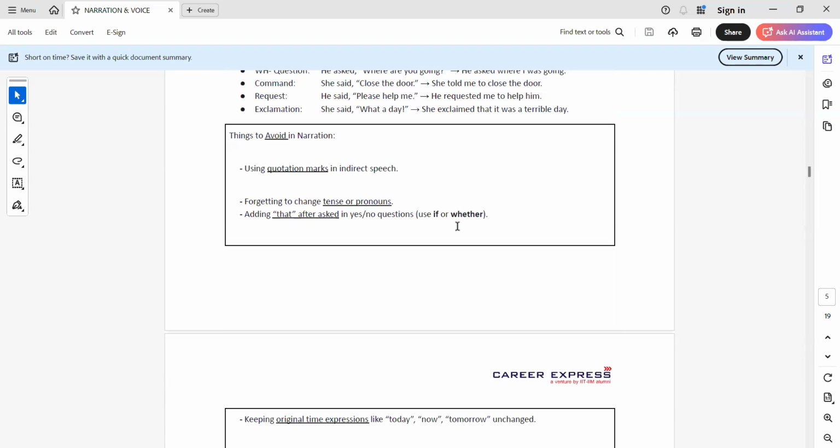Exclamation is again very similar to request. If the sentence in quotation has an exclamation mark, then "exclaimed" would be a better replacement for "said".